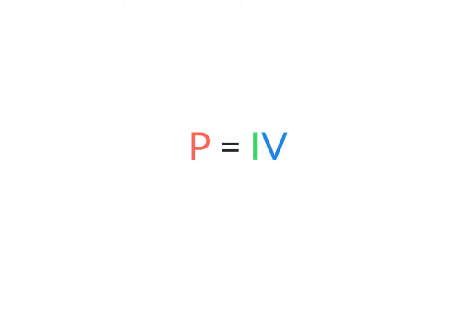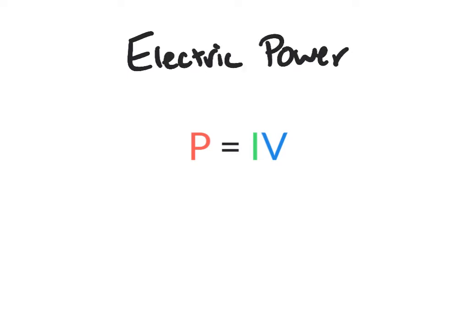In this video, we are going to be discussing electric power. Now, when we talk about electric power, we are going to be talking about the power either dissipated across a resistor or generated by a voltage source. So let's go ahead and start by breaking down our equation.